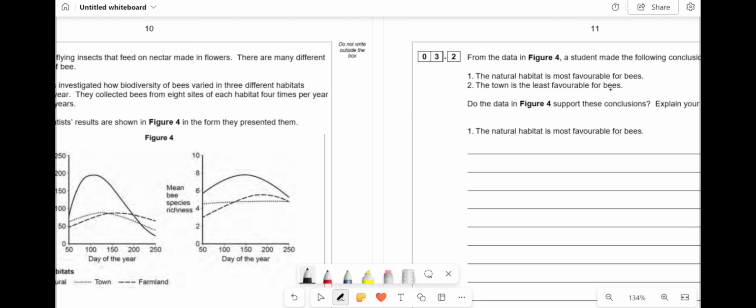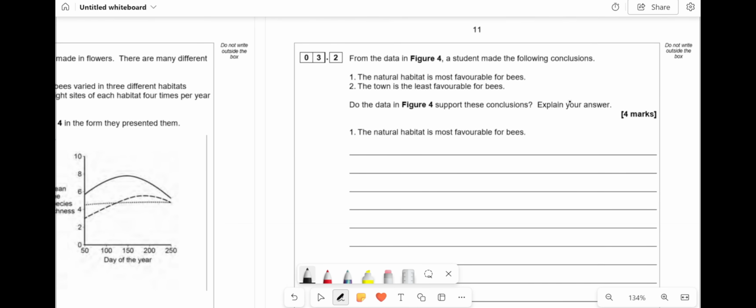So from this data, the student concluded these things. It said the natural habitat's most favorable for bees, and then the town is least favorable for the bees. Do the data support this conclusion? Explain your answer. So here then, let's have a look.